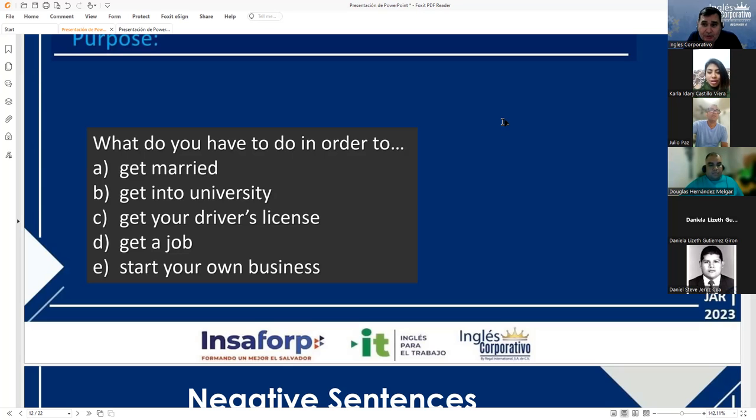But if they accept you, you appear on a list. Okay? Julio Paz, Daniela Lisette, Carla Idari, and Daniel Steve, etc. They appear on the list. Hey, they were accepted at university. Okay, yes, pay registration. And what else?